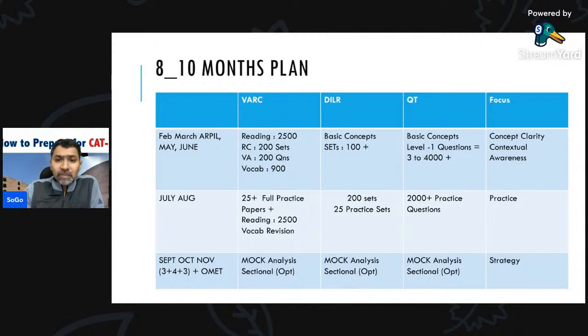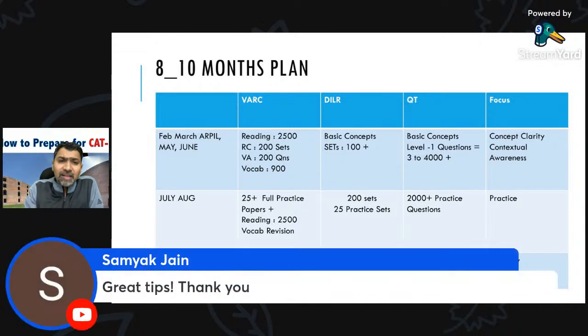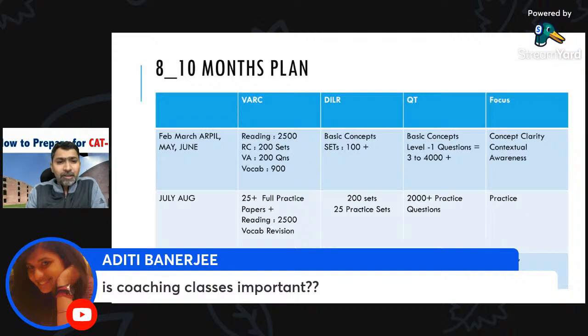Right, Aditi Banerjee says, is coaching important? Aditi, I will try to cover this question at the last, whether you should go for coaching or not. What is the benefit or harm of going for coaching? So that I will be covering at the later, Aditi Banerjee. Right, now 8 to 10 months plan.